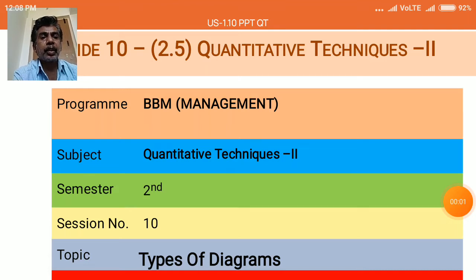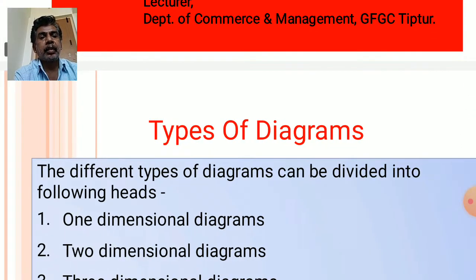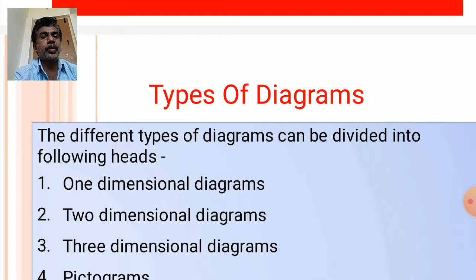In this session, we shall discuss types of diagrams. Different types of diagrams can be divided into certain aids. They are one-dimensional diagrams, two-dimensional diagrams, and three-dimensional diagrams. So these are the various aids on which we are going to see some types of diagrams.